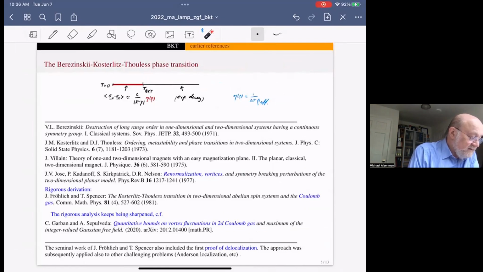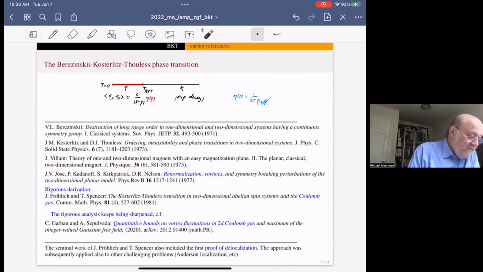Some of the history of the subject: there is a paper by Berezinskii, quoted here. It was also discovered by Kosterlitz and Thouless. The Villain model, I have the reference listed here. And then the early explanations of this phenomenon of existence of slow decay of correlations used two sets of ideas: renormalization, vortices, and symmetry breaking. One is presented in physics terms in the paper by Jose, Kadanoff, Kirkpatrick, and Nelson.